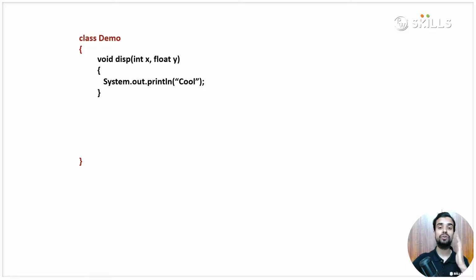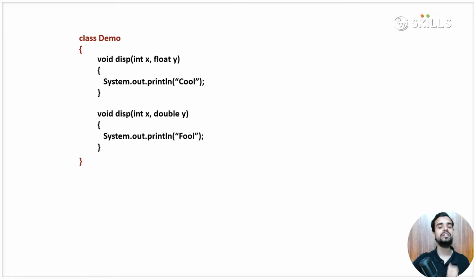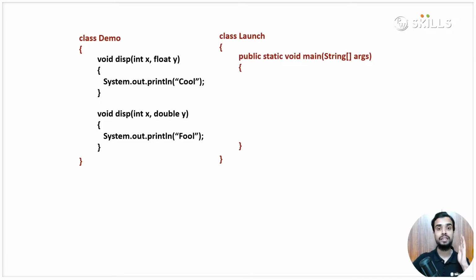Since it is not going to return anything back to the caller, obviously the return type is going to be void. Next, I would like to overload the display method like this, wherein the second display method accepts one integer type parameter and one double type parameter. Next, I would also like to create another class called the Launch class, within which I define my main method like this. And the first thing that I would like to do within the main method is create an object of the Demo class.